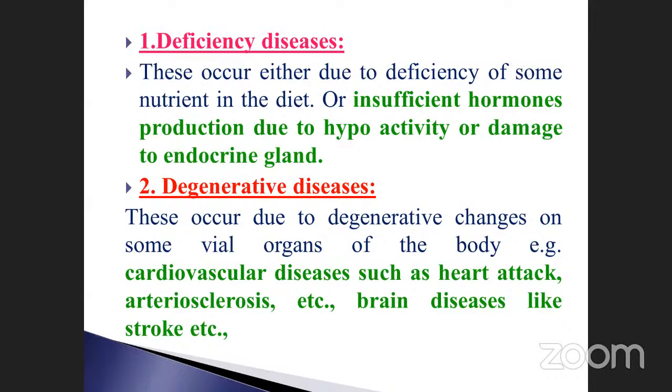What about degenerative disease? Degenerative means what? This occurs due to the degenerative changes in some vital organs of the body. Examples are cardiovascular disease such as heart attack, atherosclerosis, etc., and brain disease like stroke, etc. Take an example, cardiovascular disease. Those who are drinking liquor for a prolonged period, what will happen? It erodes the small intestine, lungs, and also passes on to the brain and cerebellum. It absorbs the fat and so on.